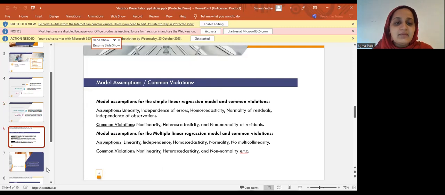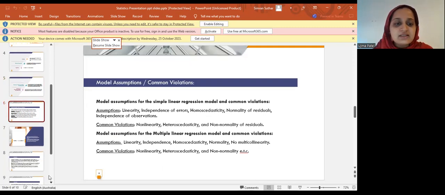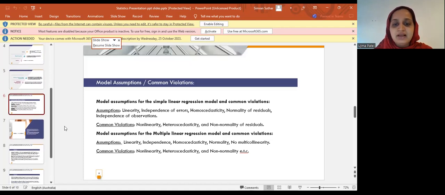Now I am discussing model assumptions and common violations. First, the model assumptions for the simple linear regression model and common violations. To check the model assumptions for the simple linear regression model, you need to have a numerical independent variable and a numerical dependent variable from the data set you provide.